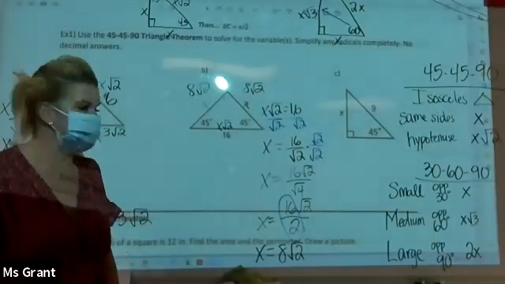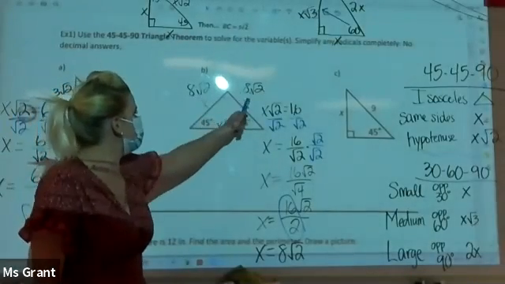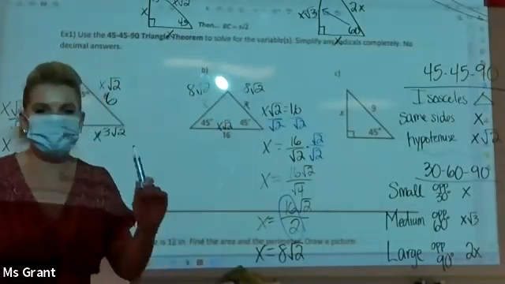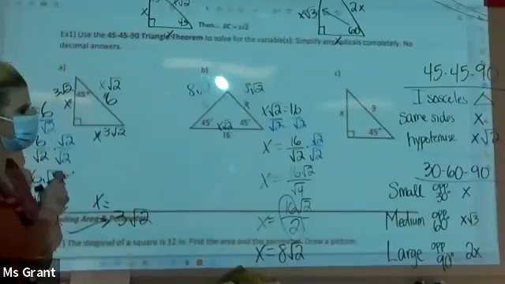And you can check your work by doing the Pythagorean theorem. If you wanted to do the Pythagorean theorem, this squared plus this squared equals 16 squared. Absolutely, it would work. Yep.